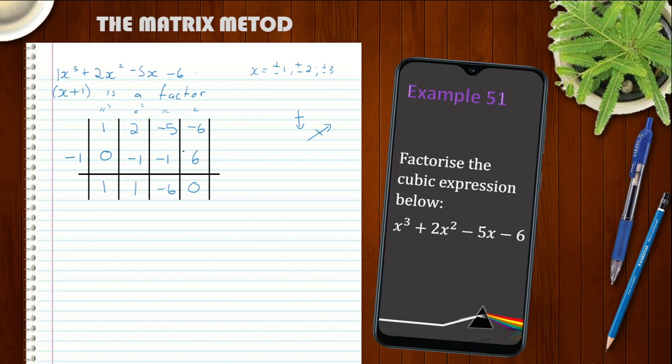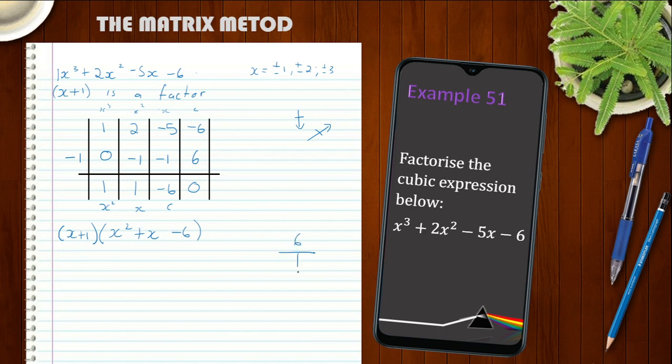Okay, so what happens now is these numbers in here, they become your new coefficients for x squared, x, and the constant. So if I write down, I start by writing my factor, x plus 1, and then this is now my other factor, 1x squared, so x squared, plus 1x, so plus x, minus 6, okay? And then you are just left to factorize this using like a grade 9 factorization method.